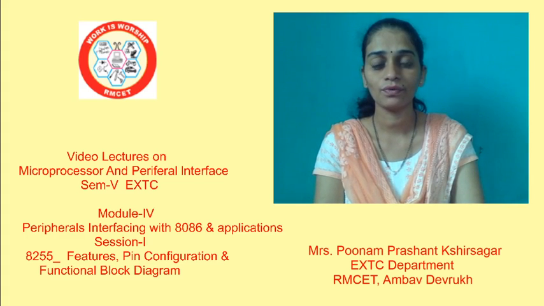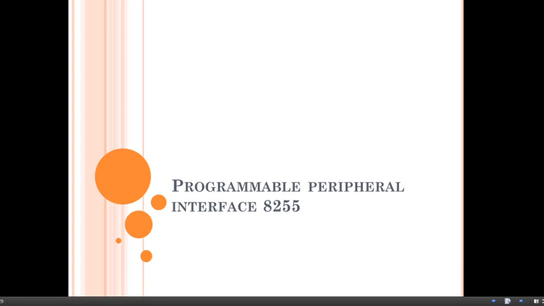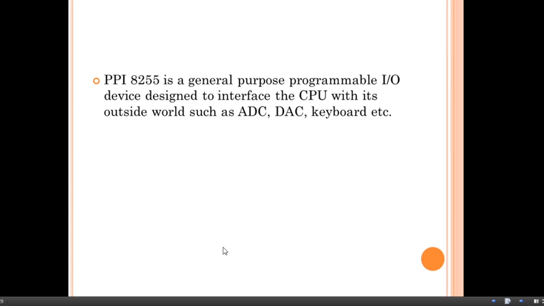From this session, we are going to start our fourth module, that is peripheral interfacing with 8086 and application. In this session, we are going to study about the features, pin configuration and functional block diagram of 8255. 8255 is nothing but a programmable peripheral interface. Now the features of 8255.